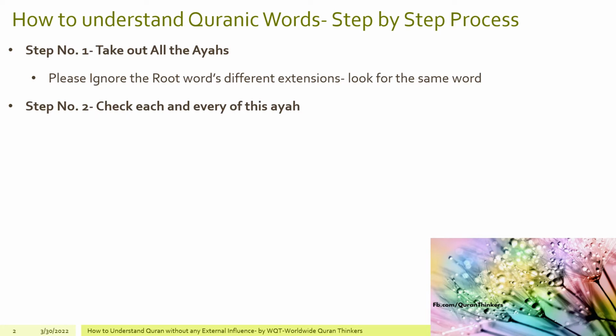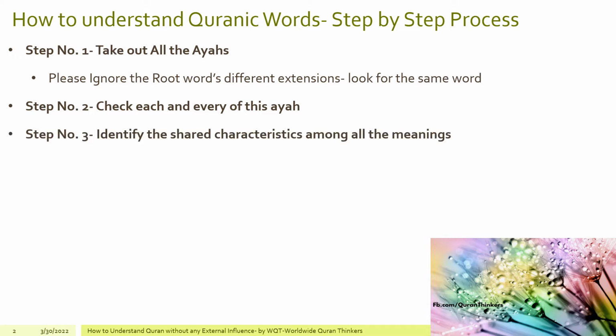Step 2. Check each and every ayah with the use of the word. Take the whole list of these ayahs, see what is the meaning of the word in that particular ayah, check the waza, check the context by checking at least the previous 2 to 3 ayahs of each word usage and the next 2 to 3 ayahs in order to understand the meaning of that particular word in that particular ayah.